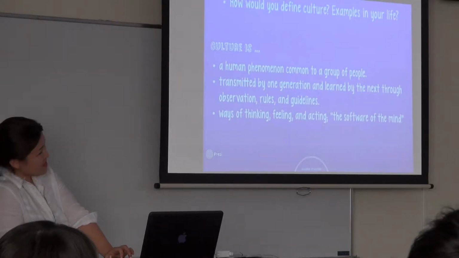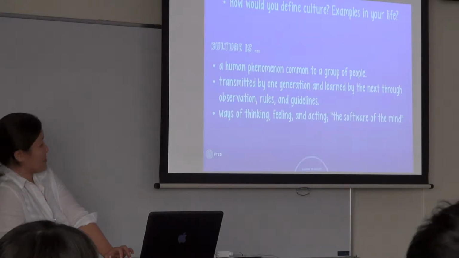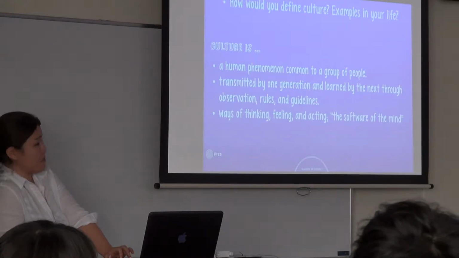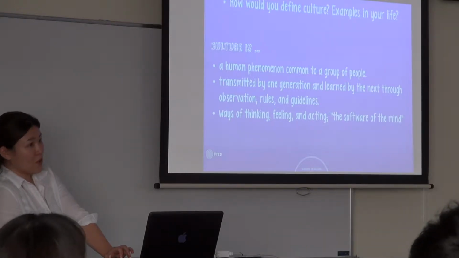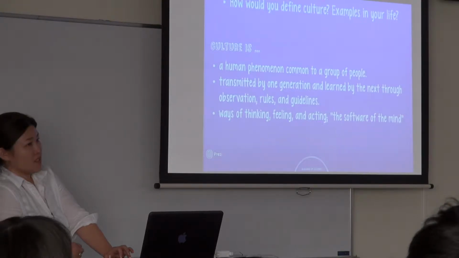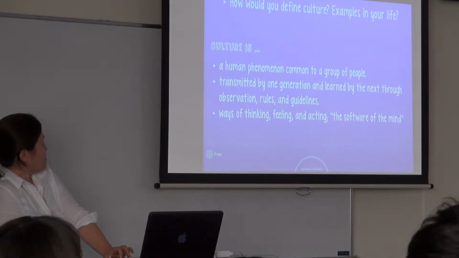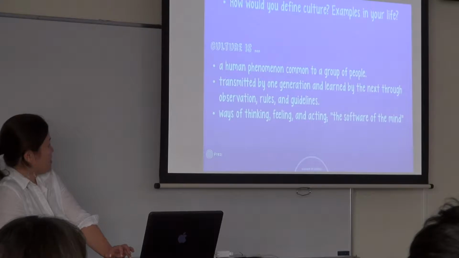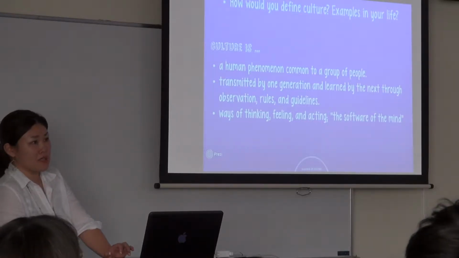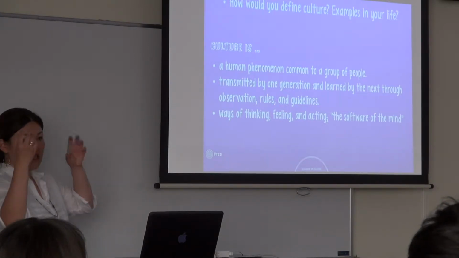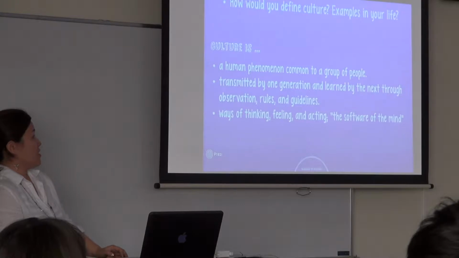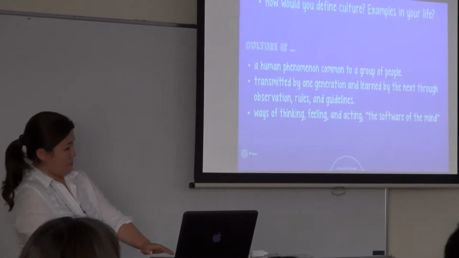And culture is a human phenomenon belonging to a group of people, okay? And it's transmitted by one generation and learned by the next through observation, roles, and guidelines. Okay? And it's about ways of thinking, feeling, and acting. And someone said culture is the software of the mind. You have the biological organ of the brain, right? But what's in it is culturally defined.